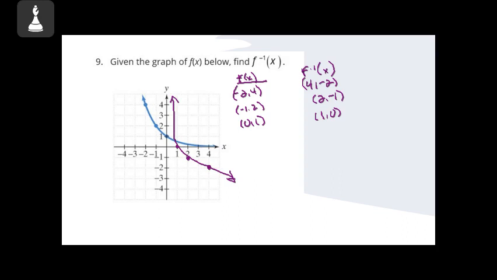So the way you know you've done it right is if you were to fold your paper along the diagonal here, they should be mirror images. They should fold on top of each other. That's how you know you did it correctly.